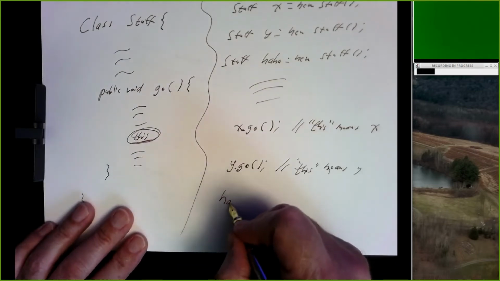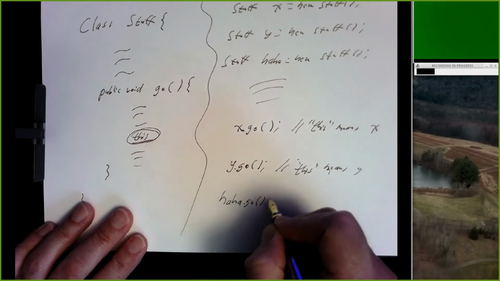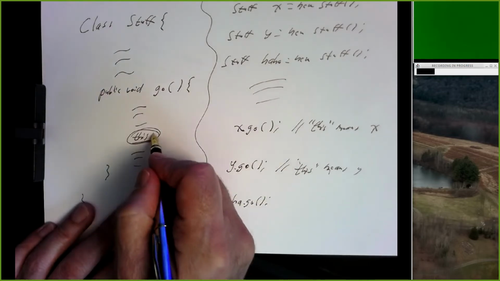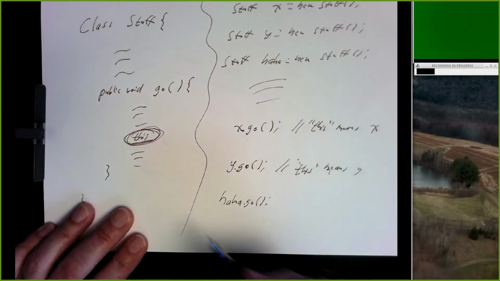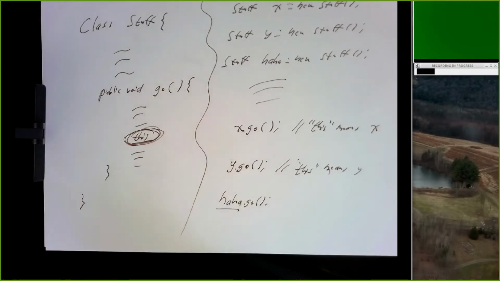And then obviously if I say haha.go, and then I get down to a place where I'm using the keyword this, this now refers to haha. So this is a keyword we can use to figure out what we are, who we are, what our object is, right?